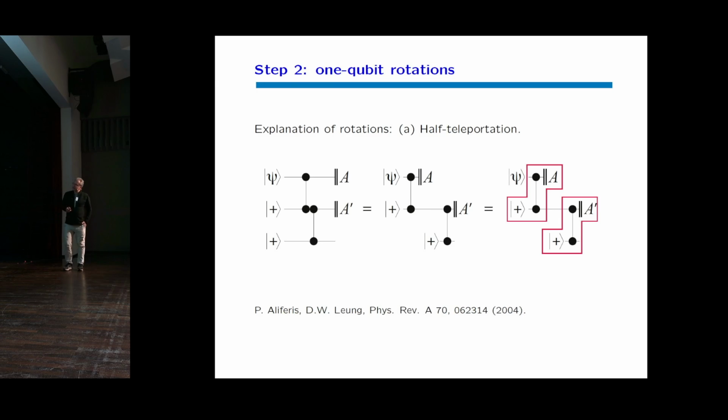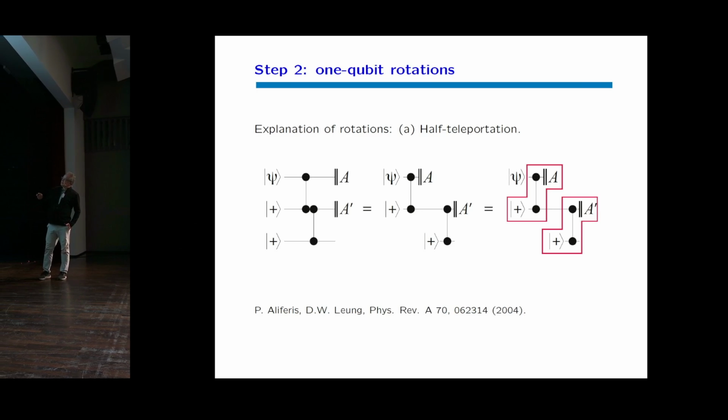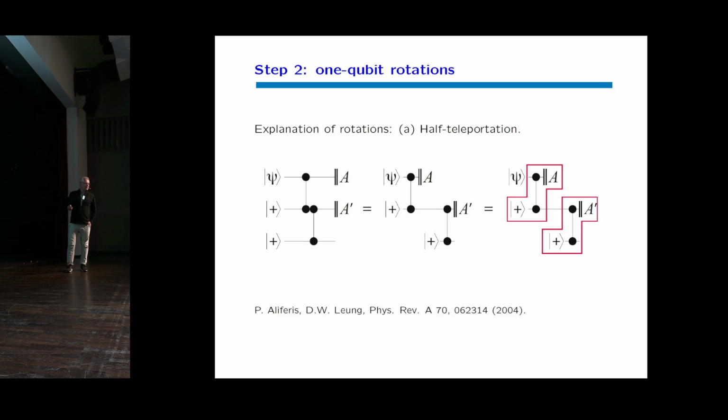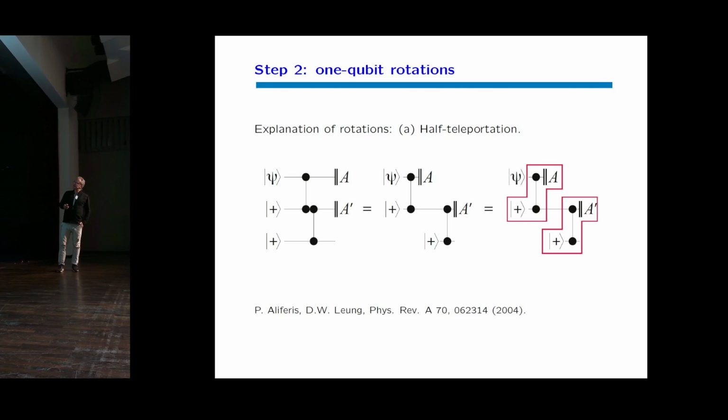Okay? And so now, after we've done this equivalent rearrangement of operations in time, we see that we have the same structure twice over. So this circuit here appears twice. And these steps are called half teleportation. So we have reduced what we have to explain to a simpler thing. And that simpler thing we will discuss now.